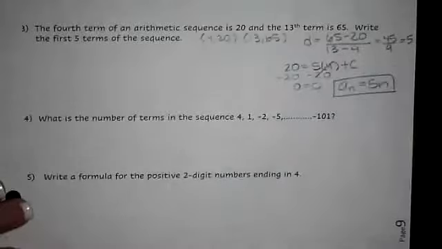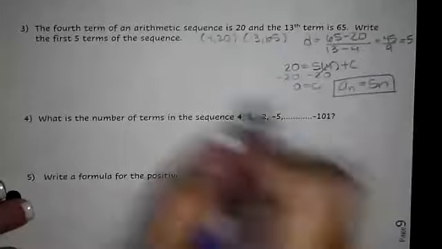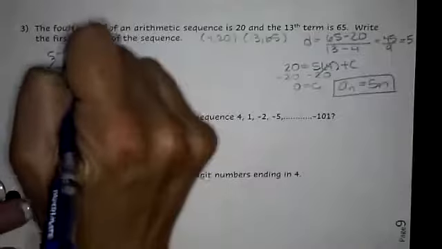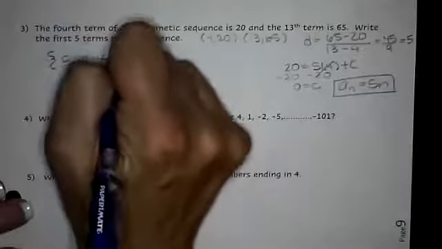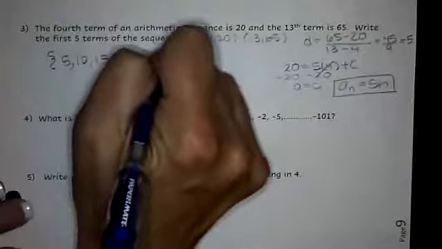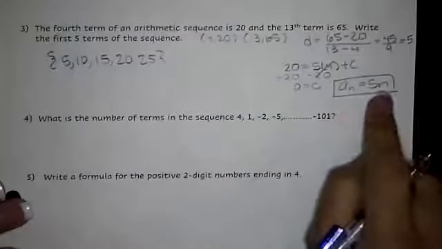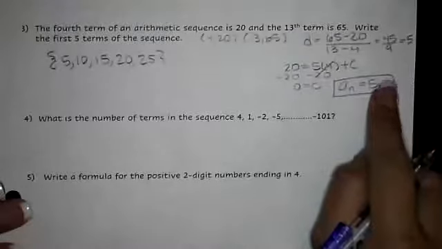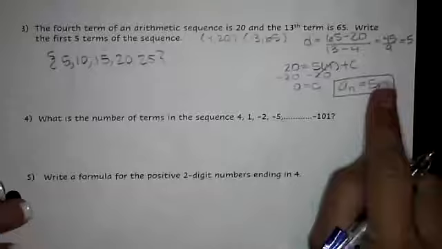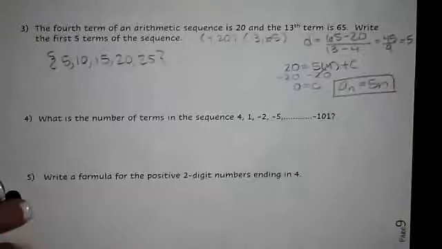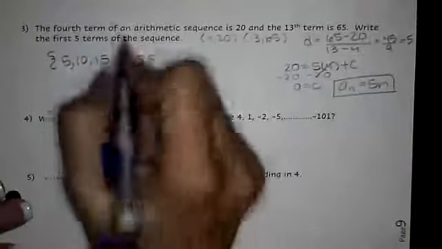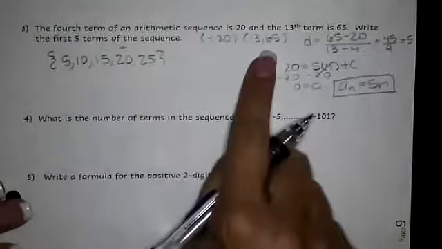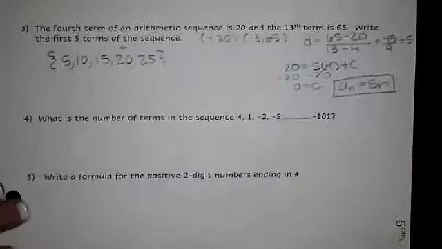So to find the first 5 terms, I use this, and that's a pretty easy one. Our first term would be 5, our second one would be 10, 15, 20, 25. There's the first 5 terms because when I plug in 1 here, I multiply that, I get 5. 5 times 2 is 10, 5 times 3 is 15, 5 times 4 is 20, and 5 times 5 is 25. Notice that we found that the fourth one was 20, which is what they initially gave us. If we kept going to the 13th one, we would find 65.